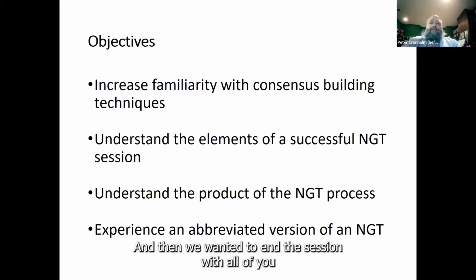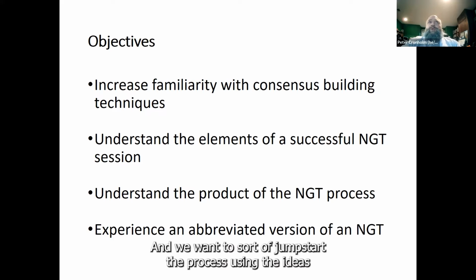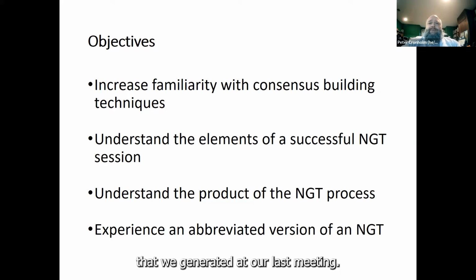And then we wanted to end the session with all of you participating in an abbreviated version of a nominal group. We want to jumpstart the process using the ideas that we generated at the last stakeholder meeting.